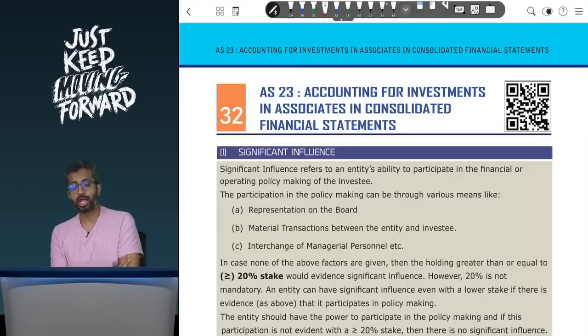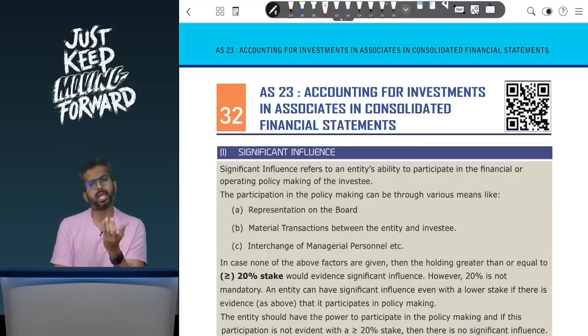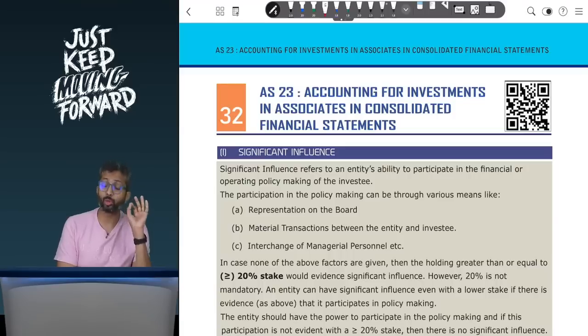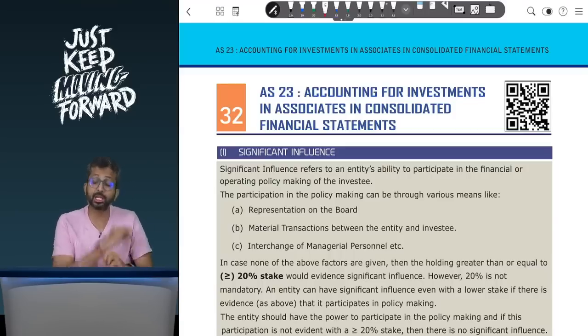Associates are entities where you have significant influence. When do you have significant influence? You have significant influence if you are able to participate in policy making, maybe financing policies or operating policies. If data is available, that gives you significant influence. However, if data is not available, then you holding a stake greater than or equal to 20% all the way up to 50% gives you significant influence.